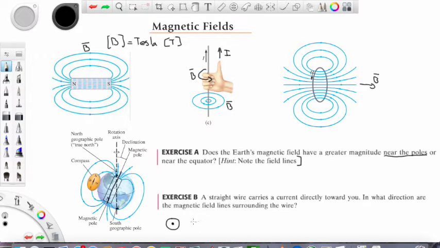So we have current coming towards us, so that means we have to point our right-hand thumb towards us, and that curls our fingers in the counterclockwise direction. So our field lines would be like this. So there's current I here, and the field lines are then running counterclockwise.